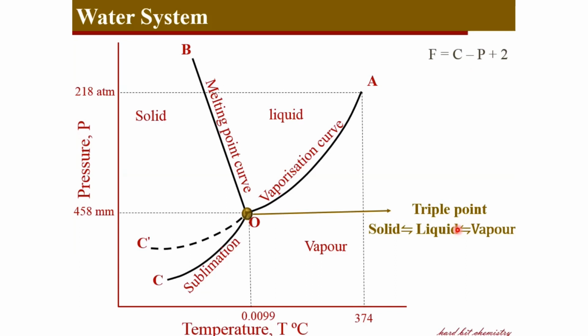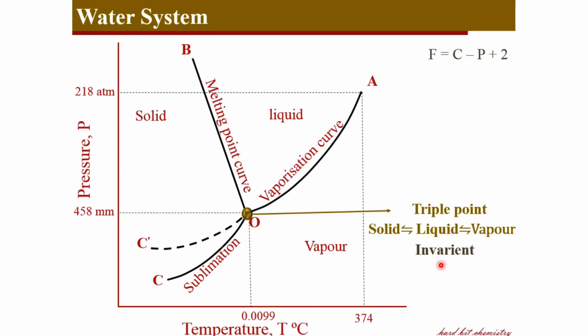P is 3 because the three phases exist in equilibrium. If you apply these values in this equation, you find that the system is invariant, that is, the degrees of freedom become 0. You don't need to mention pressure or temperature to explain the point O, because it obviously has a fixed value of 4.58 millimeter and this much temperature. You don't need to mention any intrinsic variable to explain this point. That is why the system is invariant with 0 degrees of freedom.